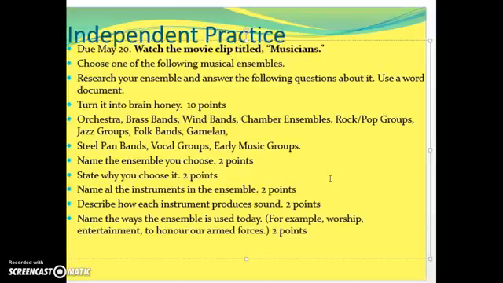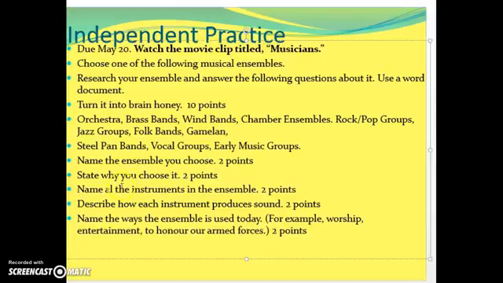Choose from orchestra, brass bands, wind bands, chamber ensembles, rock or pop groups, jazz groups, folk bands, gamelan, steel bands, vocal groups, or early music groups. Name the ensemble you choose, 2 points. State why you chose it, 2 points.